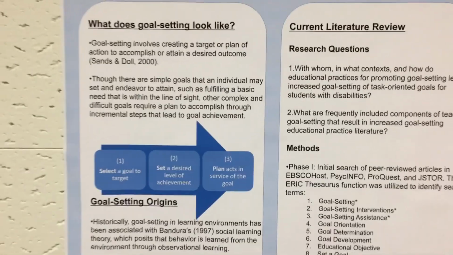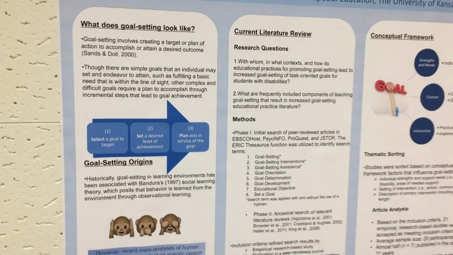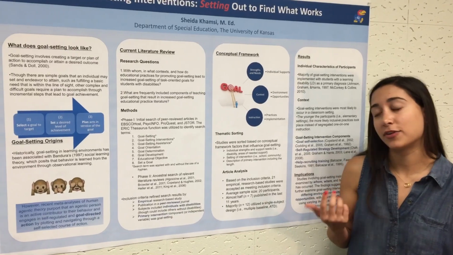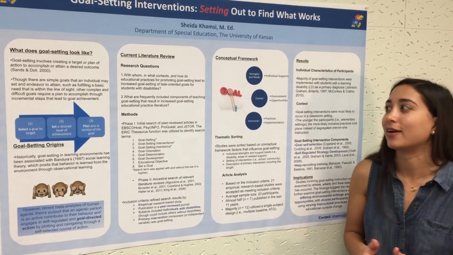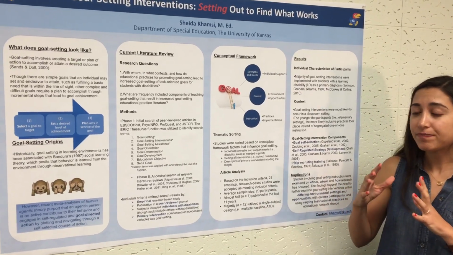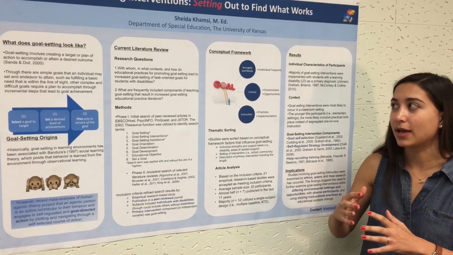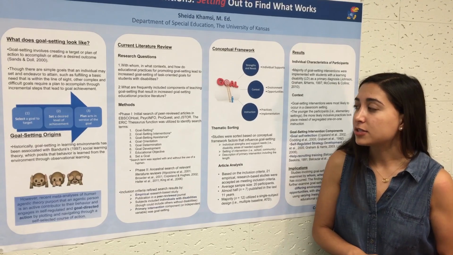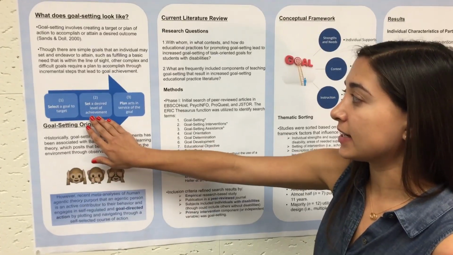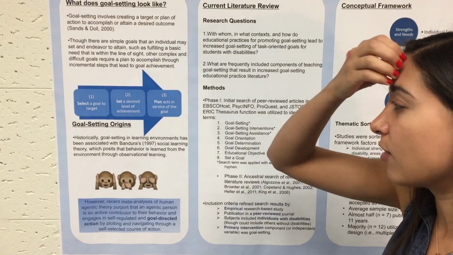outcome. So there are simple goals that a person might choose, like having lunch in a day or hanging out with friends. And then there are also complex or difficult goals, like getting to college, or for a lot of high schoolers, being an NBA player. Trying to figure out how we teach students to set their goals is the first step to figuring out how we can actually achieve them. The steps identified in goal setting mean selecting a goal to target, setting a desired level of achievement, and planning actions in service of the goal. So they're all involved in goal setting.